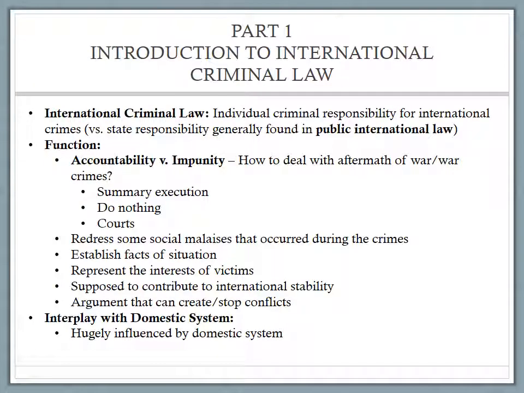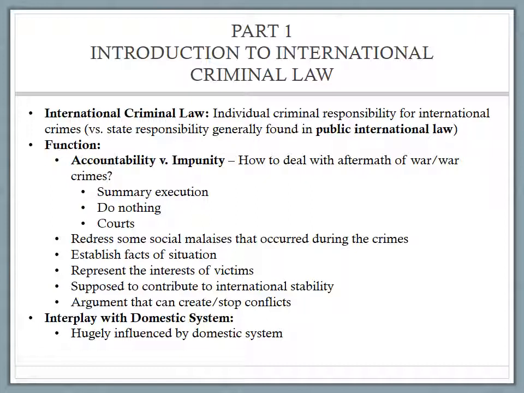Part 1, Introduction to International Criminal Law. Today we're spending an entire lecture looking at the international legal process that brought individuals to justice after World War II. A good place to start our lecture is to look at what is international criminal law.